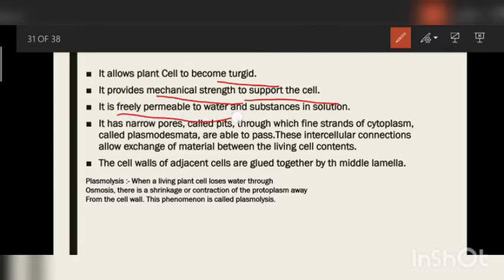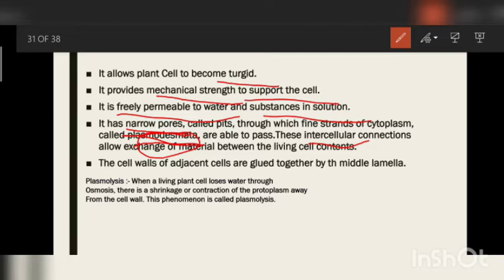Third, it makes the cell freely permeable to water and substances in solution. See, to stop anything from coming inside the cell, the plasma membrane is already there, but it easily allows some water. The wall has some narrow pores called plasmodesmata. This is very important. What do you mean by plasmodesmata? Plasmodesmata help to make it freely permeable. Many intracellular connections are made by the plasmodesmata.